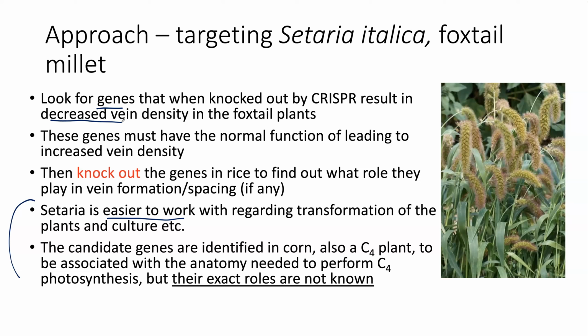If you knock them out and there's fewer veins and they're spaced wider, then we would expect that the normal role of that gene would be to promote the formation of veins and to have increased density. So that's the idea. We're going to identify those in foxtail, but then the idea is to take the equivalent gene in rice and then do knockout of that gene and see whether it has the same or a different role in vein spacing.